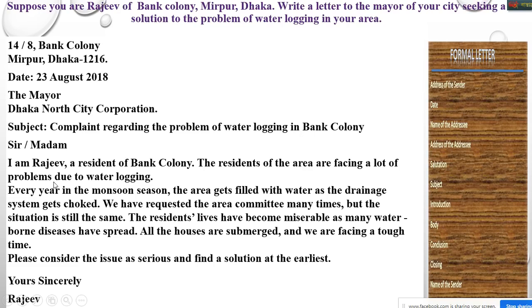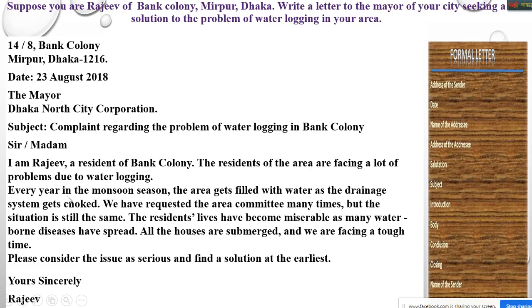And then this is the salutation, sir or madam. You see, I'm Rajiv, and that is the body of the paragraph. As I mentioned, first you have to give your introduction. So you are just giving your introduction: I'm Rajiv, a resident of Bank Colony. The introduction is finished in one sentence. And then, the residents of the area are facing a lot of problems due to the waterlogging. This is the focusing of your problem. And then it is the development of the main problem, the main issues.